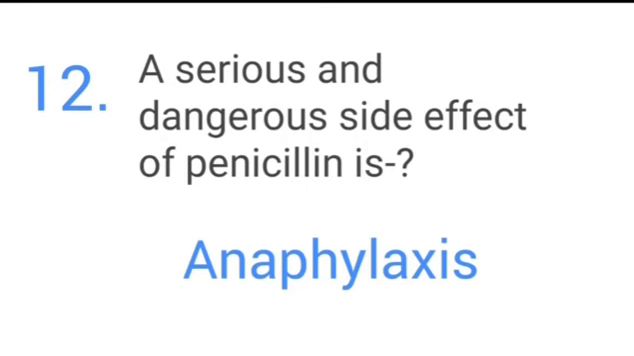A serious and dangerous side effect of penicillin is dash. Anaphylaxis.